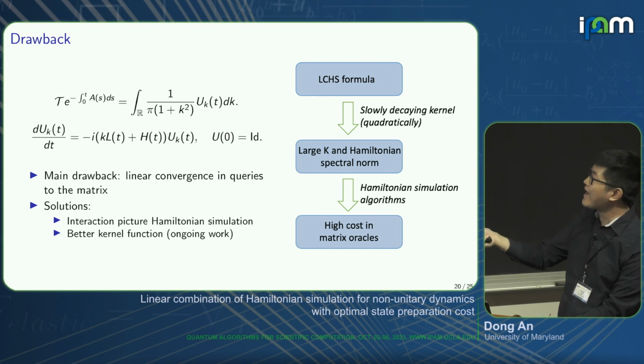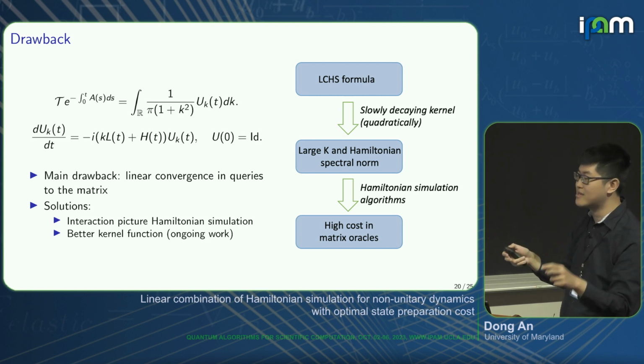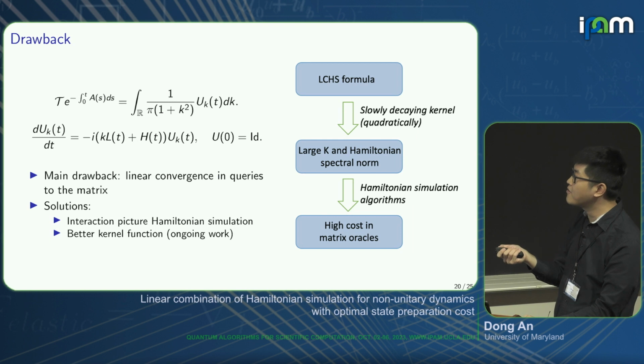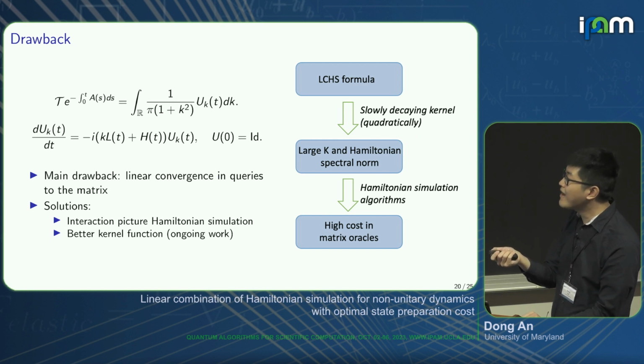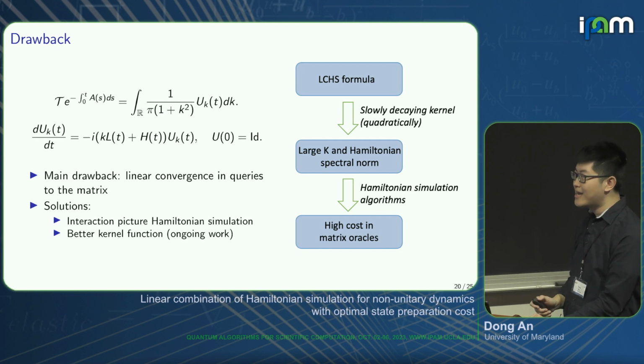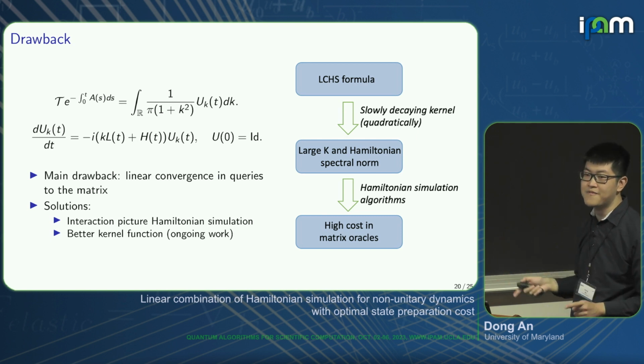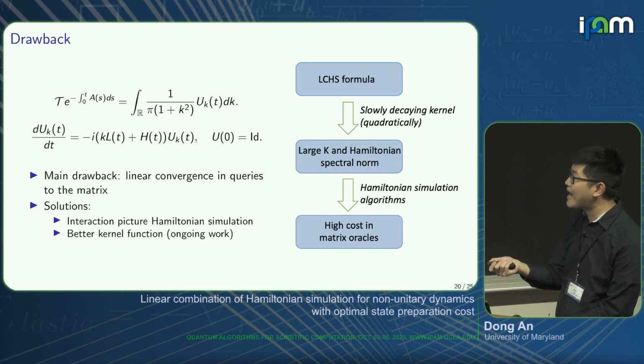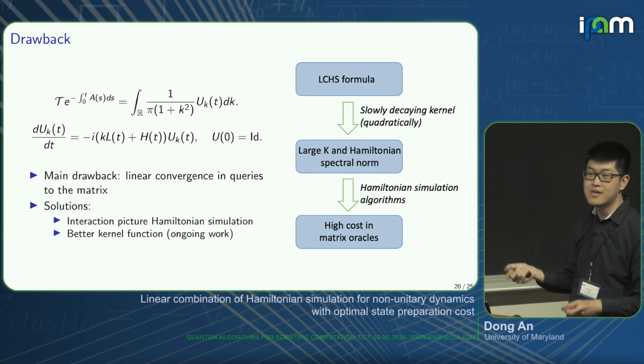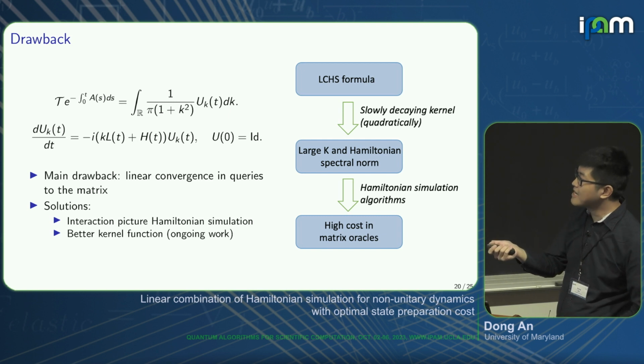So this is really because I have a quadratically decaying kernel function, and for accurate simulation this will result in a very large value of k. Since k is the frequency term and it will enter the Hamiltonian in my unitary, we will have a very, very large Hamiltonian spectral norm. Then the next step, I will apply my Hamiltonian simulation algorithm. Many Hamiltonian simulation algorithms typically scale linearly in terms of the spectral norm of the Hamiltonian, which means that I will have a high cost in terms of the matrix order cost. So this is really the reason: we have a slowly decaying kernel, and then we need to apply the Hamiltonian simulation algorithm.